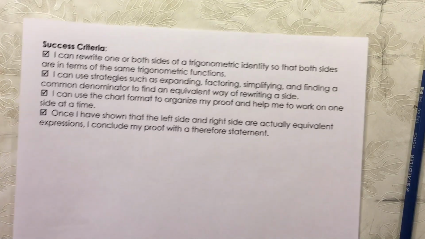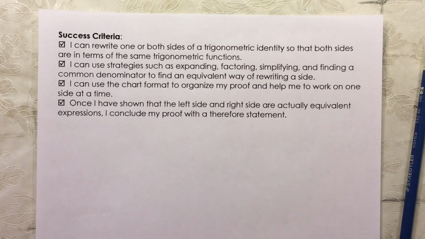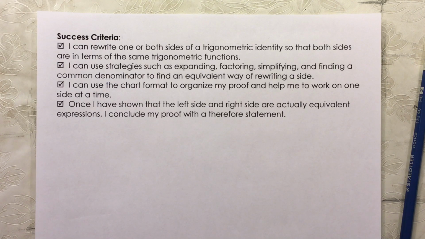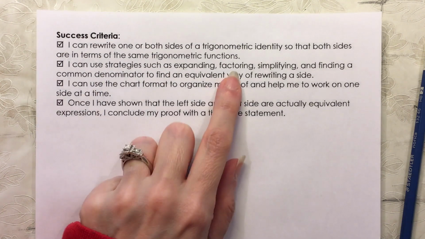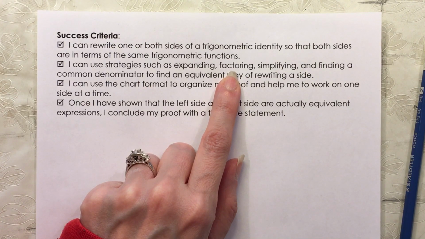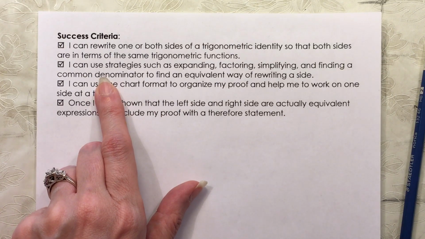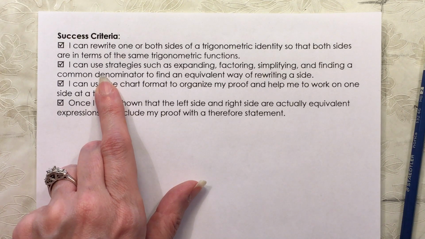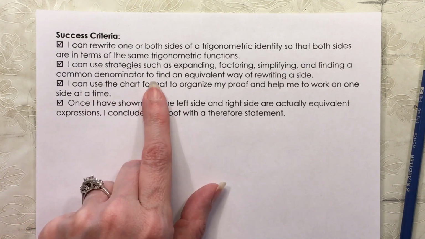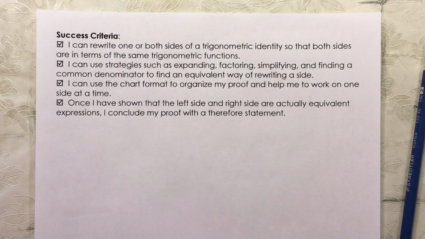So our success criteria for today's lesson were that we can rewrite one or both sides of a trig identity so that both sides are in terms of the same trig functions. We use that a ton of times trying to write things in terms of sine and cos most often. We can use strategies such as expanding, factoring, simplifying, and the types of factoring we used were difference of squares and common factoring, simplifying, finding a common denominator, and we also dealt with multiplying, dividing, adding, and subtracting fractions, and all of these were used to find an equivalent way of rewriting a side.